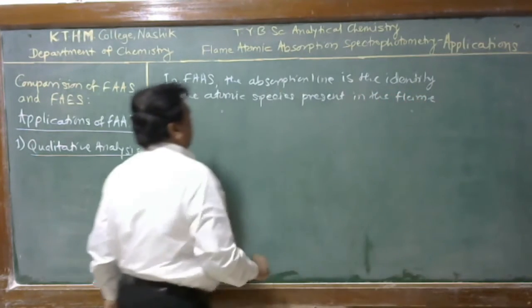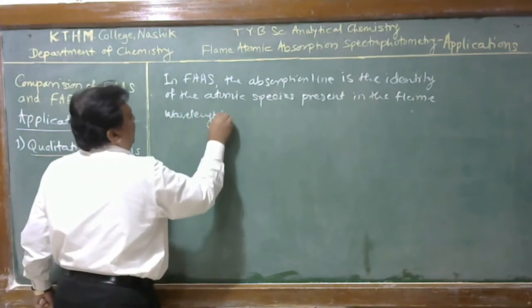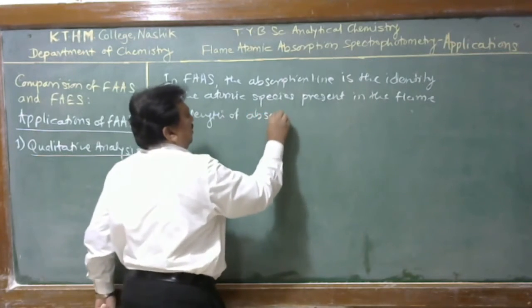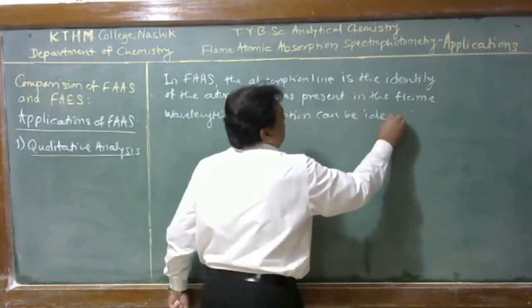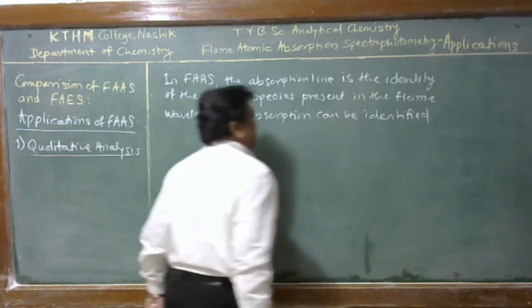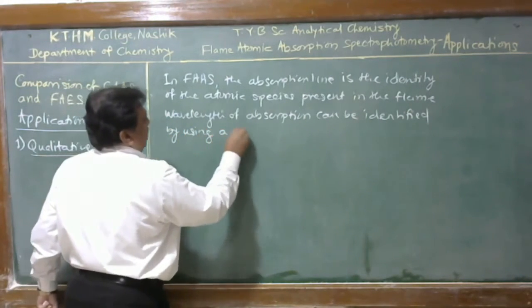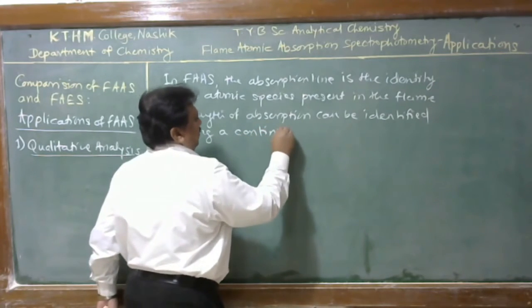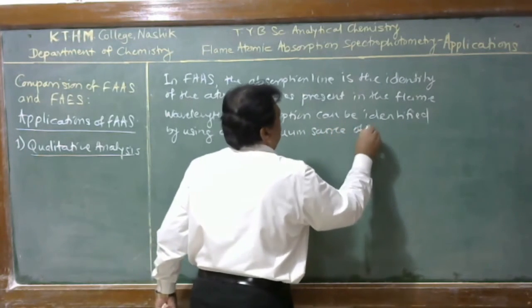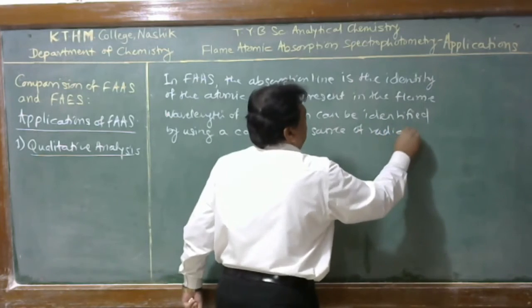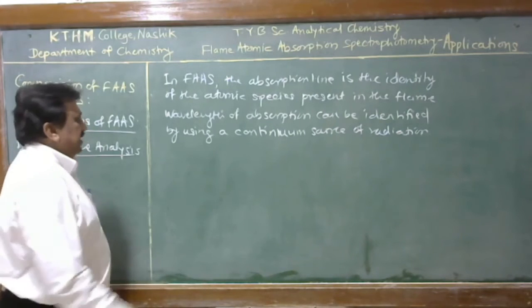So the wavelength of absorption can be identified for qualitative analysis by using a continuum source of radiation. The wavelength at which that particular gaseous phase atom shows absorbance is its identity.